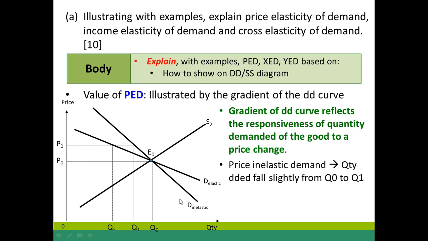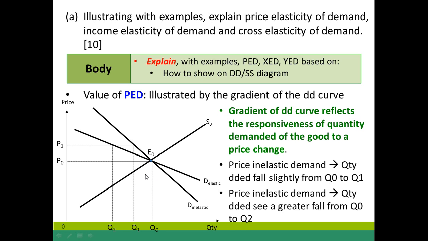Okay, and if the good has demand that is price inelastic, quantity demanded is not responsive to price change, so quantity demanded only falls by a small amount from Q0 to Q1. But if demand is price elastic, then the quantity demanded will be highly responsive to price changes, and therefore you see a greater fall from Q0 to Q2 given the same price increase.